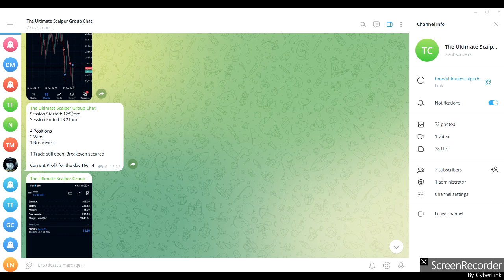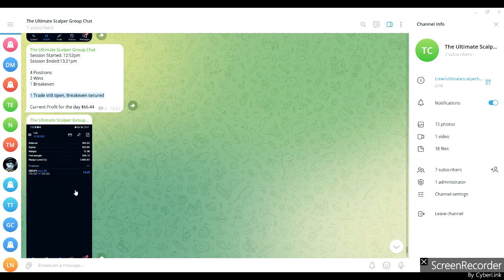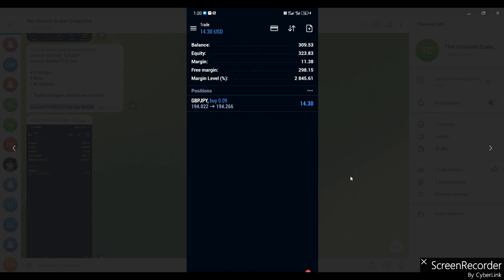At this point, we started at 4:52 during the day, and then ended, I would say, 1 hour 30 minutes. 1 hour 30 minutes we were done. We opened 4 positions. We won twice, and one was break even. But at this point, I still had 1 trade open, but I had some work to do. And at this point, we are $66 up already, and this is the current balance on that account.